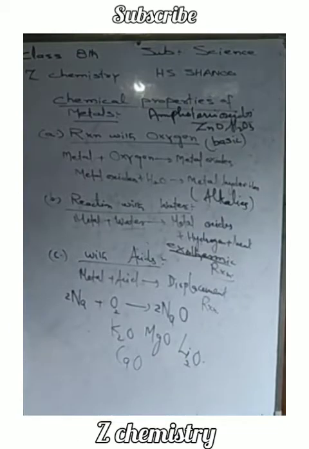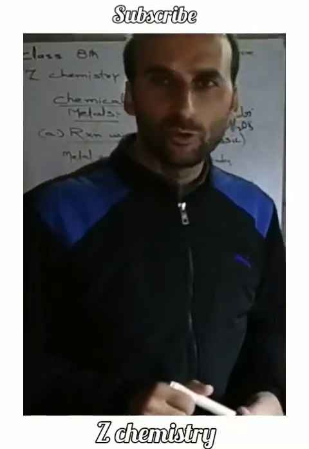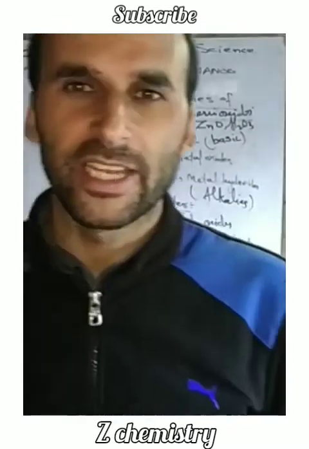Now there is another set of reactions: the reaction of metals with acids. Acid, as we know, is a substance which has a sour taste and which converts blue litmus to red litmus. When these metals react with acids, that reaction is called a displacement reaction.